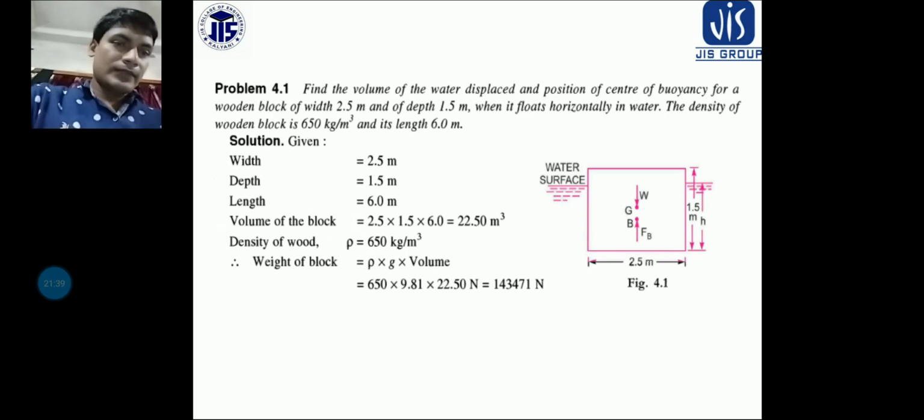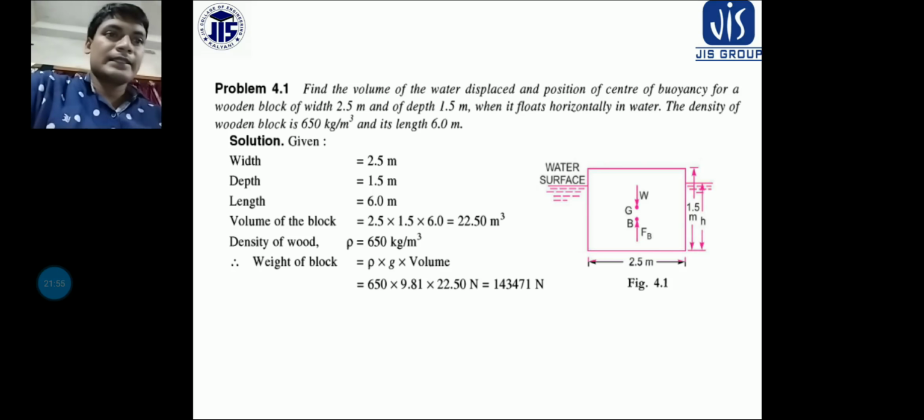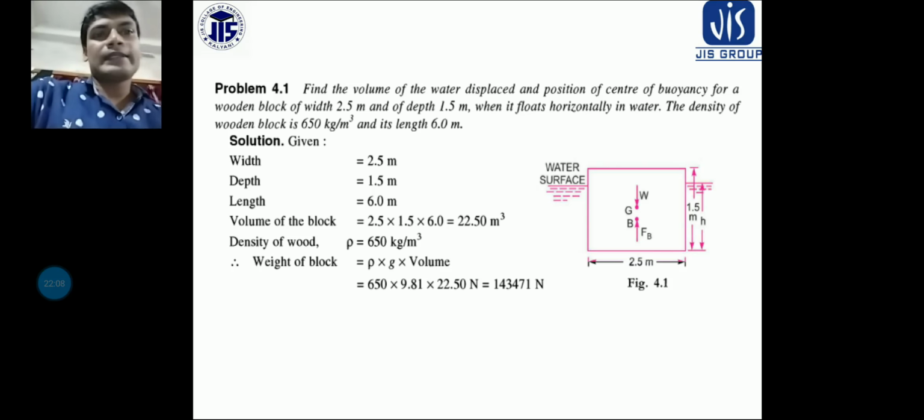This is a wooden block. The center of gravity is lying somewhere in the middle portion, and the center of buoyancy is lying in the middle portion of the immersed body. So from the free water surface, whatever the distance is, that is h, and the center of buoyancy is lying at a distance h by 2. The width of the body is given as 2.5 meter, depth is 1.5 meter, length is 6 meter. The volume of the block is 2.5 into 1.5 into 6, so 22.5 meter cube is the volume of the block.